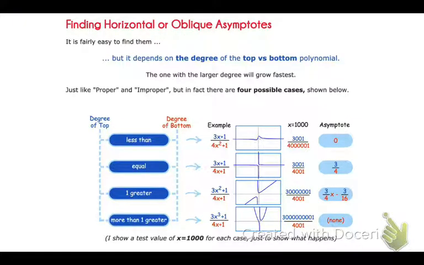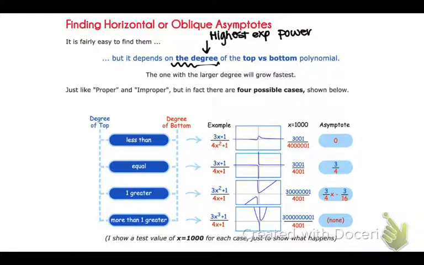So, finding the horizontal and oblique asymptotes depends on the degrees of the top. And what the heck is the degree? So, if you remember, the degree is the highest exponent power. So we have to look at the highest exponent power on the top, and we have to look at the highest exponent power on the bottom.